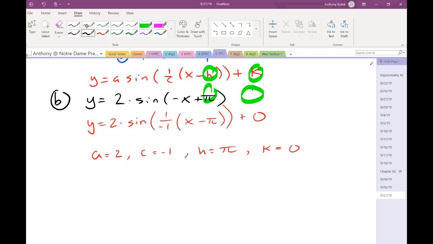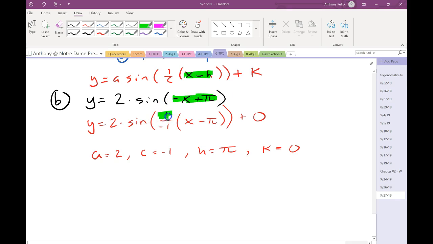Why is the c negative, if you gave out the 1 and negative 1? So notice here, if I look at this piece, it requires the leading coefficient of x to be positive 1. What I did here is I don't have that. I factored off the negative 1, which causes the signs to switch. So the negative x now becomes a positive x, and the positive pi becomes a negative pi.